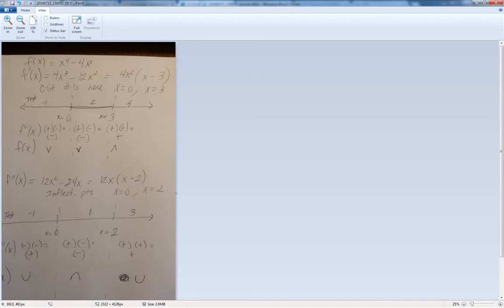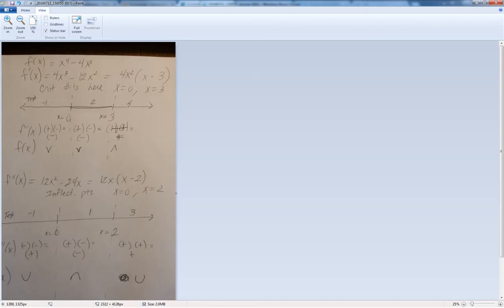If I plug in 4, times 4 squared is a positive number, so I have that plus sign written. I'll have a positive, and then on the inside of this set of parentheses, 4 minus 3 is also positive. So I'll have a positive times a positive. Positive times a positive gives you an overall positive, which means my function then is increasing.